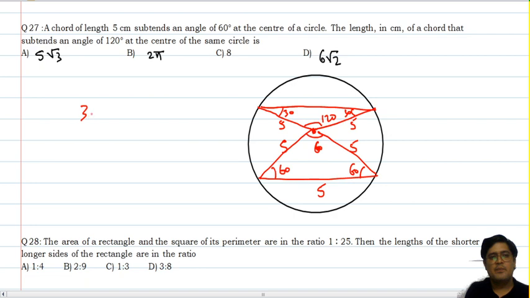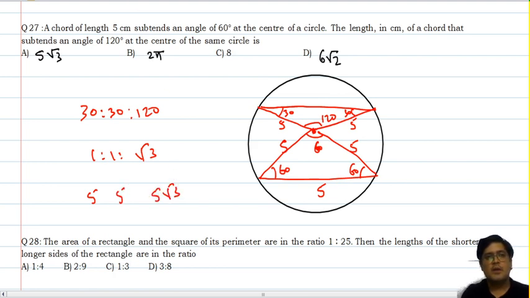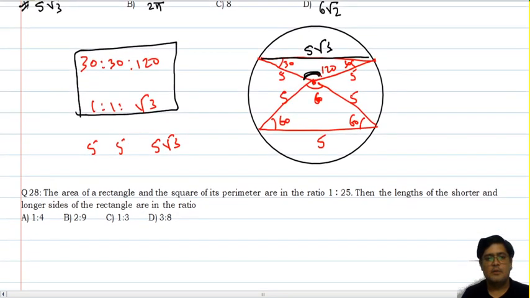Now recall the property, guys. 30, 30, 120 ratio is 1 ratio 1 ratio root over 3. So if I make this 5, this will become 5 and this will become 5 root over 3. The question was, what is the length of the chord that subtends the angle 120 at the center of same circle? That will be 5 root over 3. Answer option A. Again, for the fourth time, you are applying this ratio 30, 30, 120. Why not?